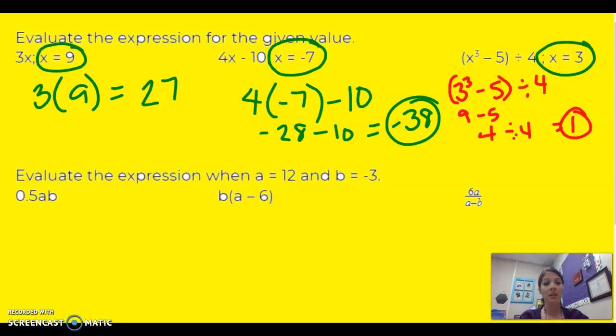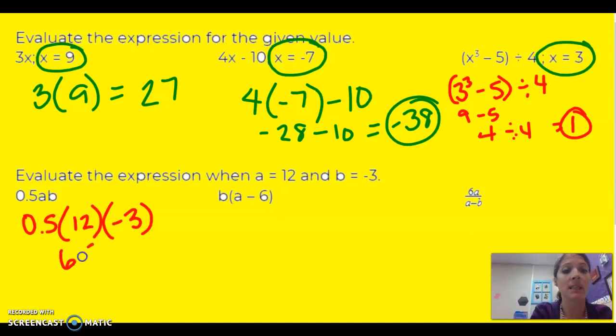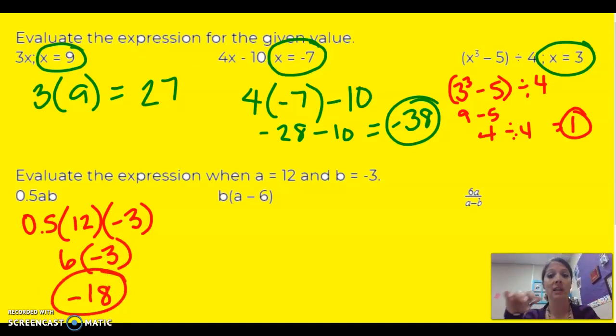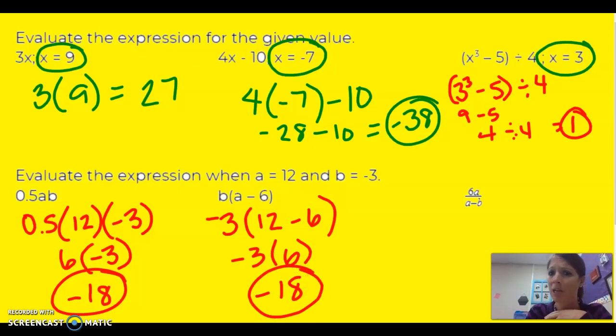I'm going to do the same thing here, except there's going to be a little bit more to plug in. So I'm going to do 0.5 times 12 times a negative 3. Half of 12 is 6, so that becomes 6 times a negative 3, which is a negative 18. Remember, you're just moving left to right here. So let's plug in here. I've got b is negative 3, a is 12, and then minus 6. I have to do my parentheses first, so 12 minus 6 is 6, so negative 3 times 6 gives me a negative 18. What? That's the same answer.